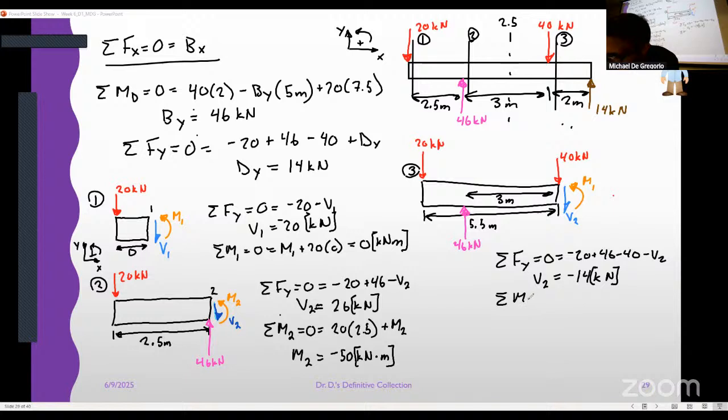Sum of the moment, what do I call that? 2. This should be 3. Like I said, this is 3. M3, we've got plus 20 times 5.5 in this case, minus 46 times 3. And the moment for point 3 is 28 kilonewton meters.